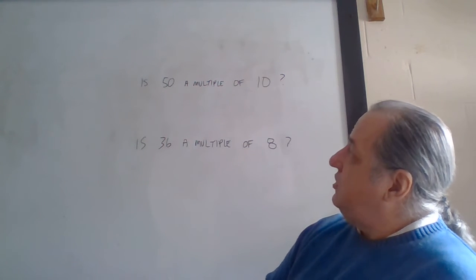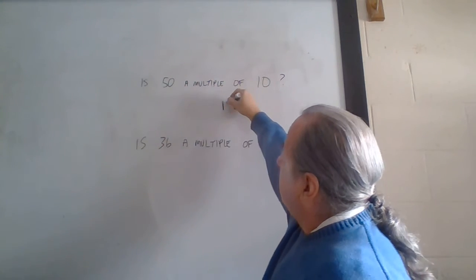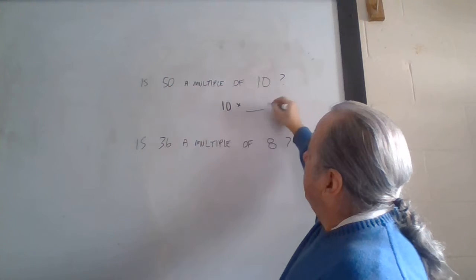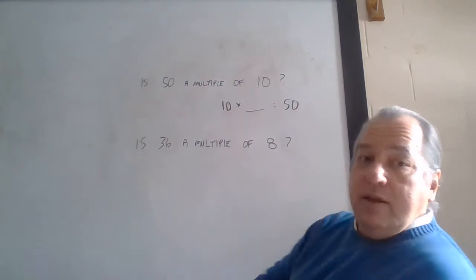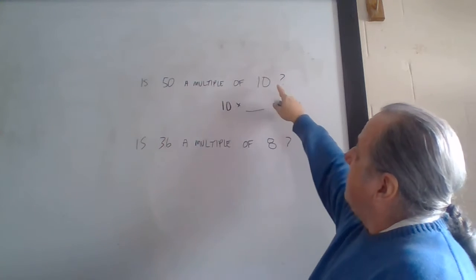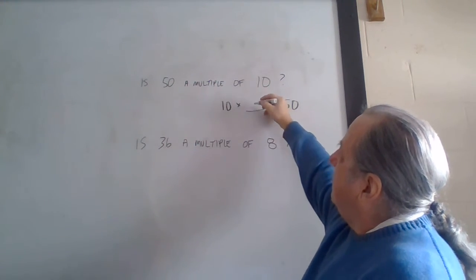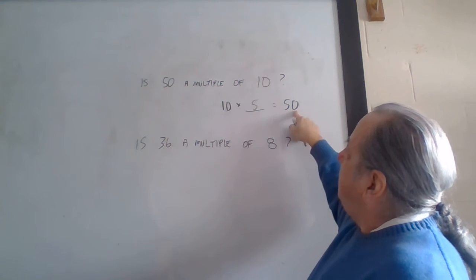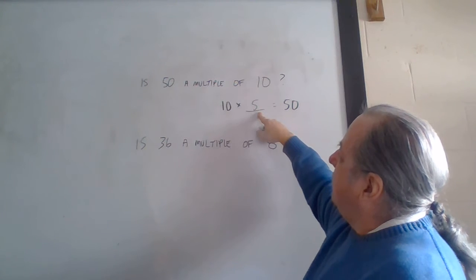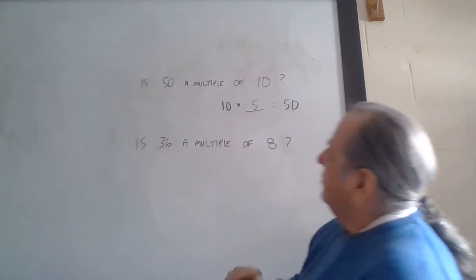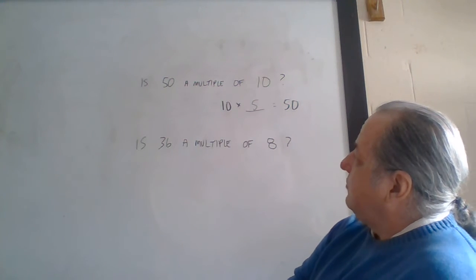All right, so the question is on these, can you think of 10 multiplied by some number to equal the big number? And of course you can, because 50 ends in a 0, so 10 will multiply by 5 to get 50. So the smaller number multiplied by another whole number equals the bigger number. So 50 is a multiple of 10.